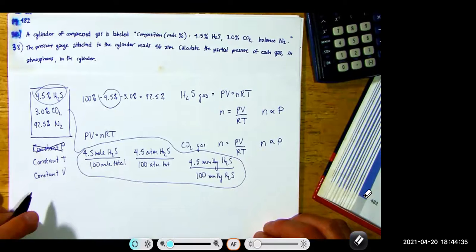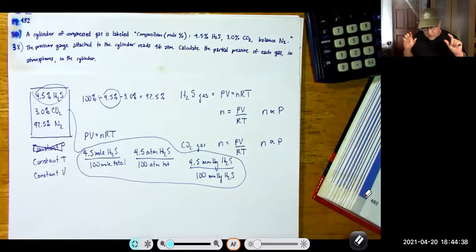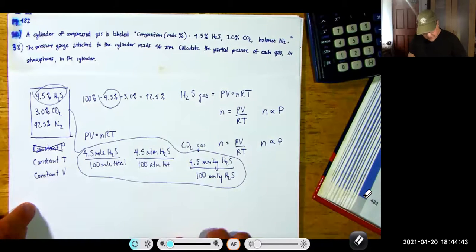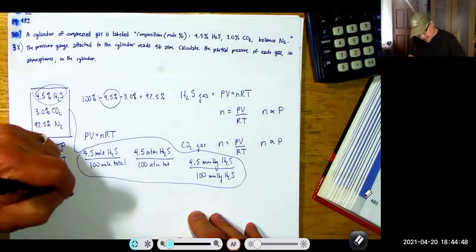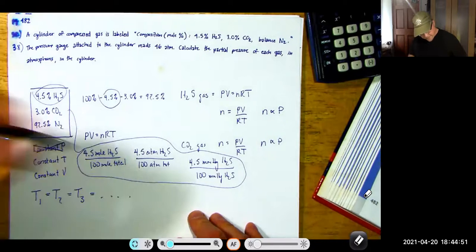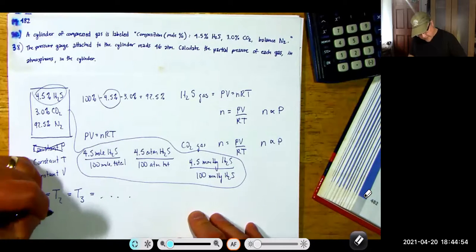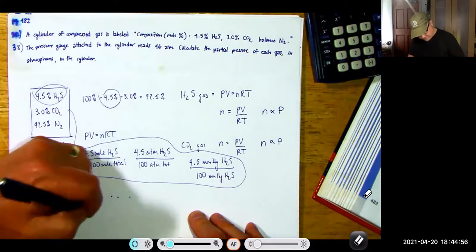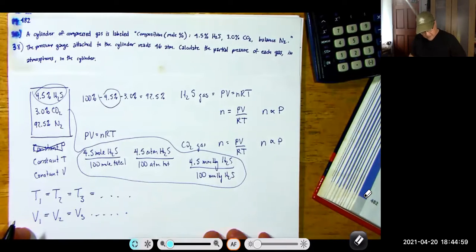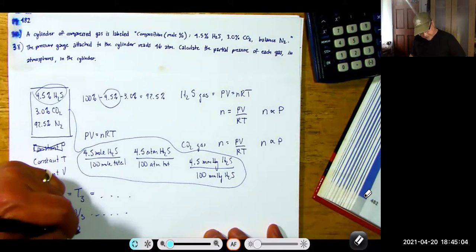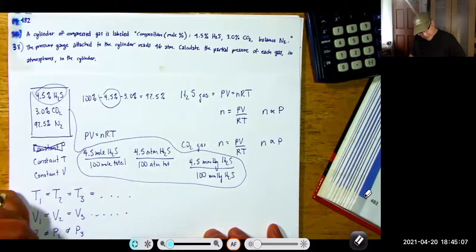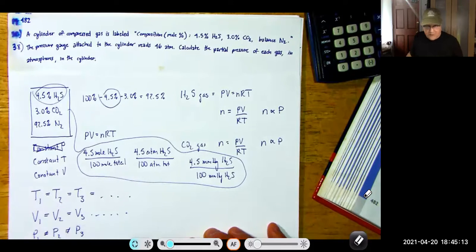So this is a special case where for Dalton's law, we're talking about gases in a single container. That means the temperature of gas 1 equals the temperature of gas 2 equals the temperature of gas 3 forever. And the volume of gas 1 equals the volume of gas 2 equals the volume of gas 3 forever. But the pressure of gas 1 does not have to equal the pressure of gas 2, does not have to equal the pressure of gas 3. Just like the moles of gas 1 does not have to equal the moles of gas 2. They could be equal, but often they're not.